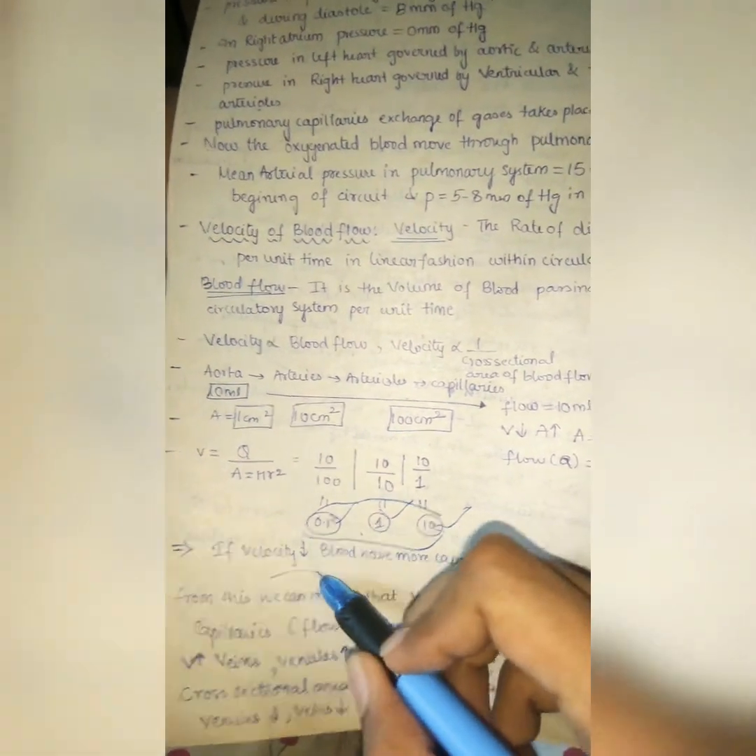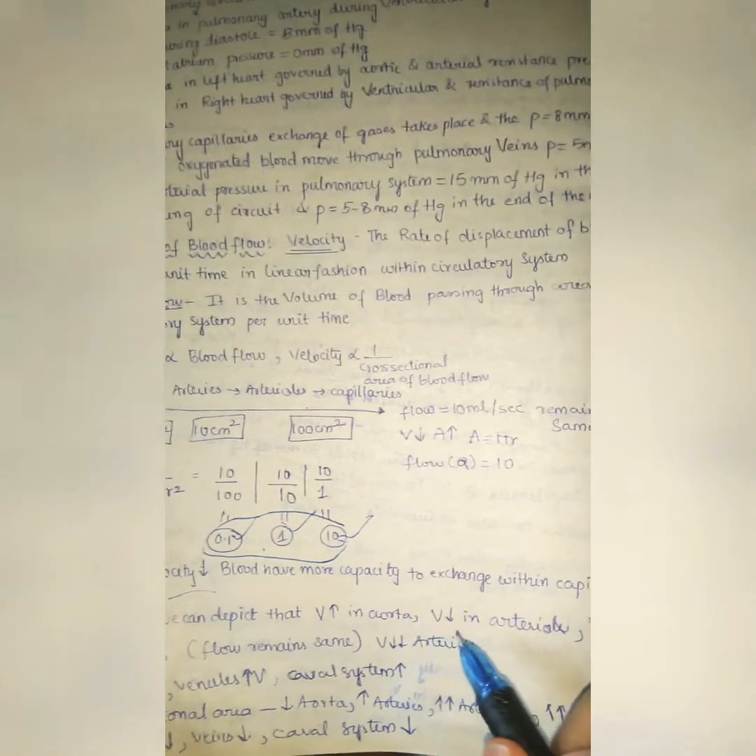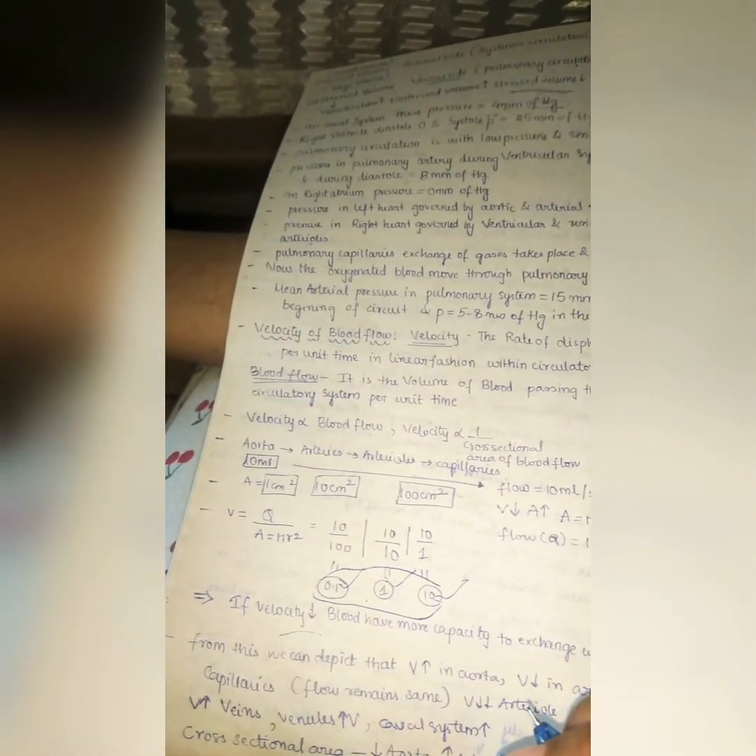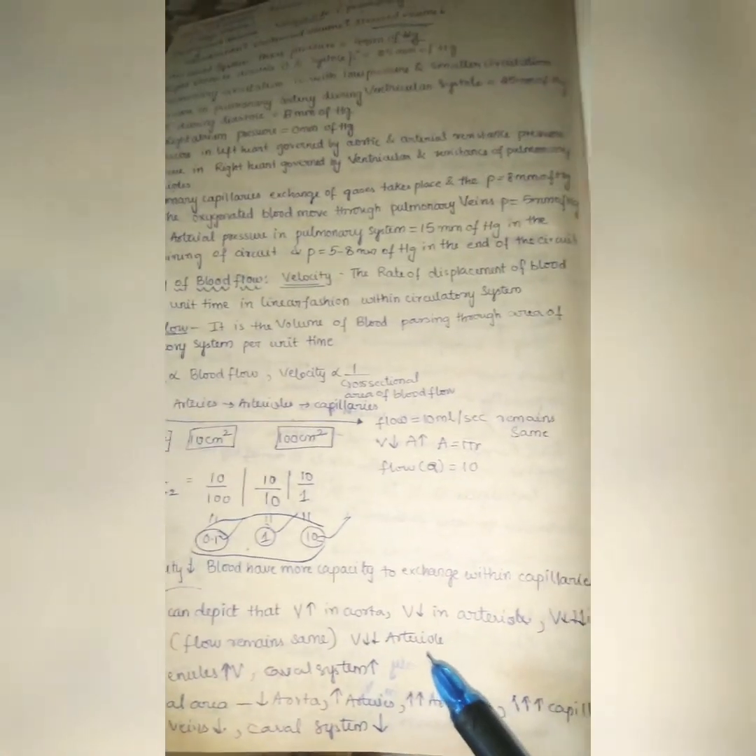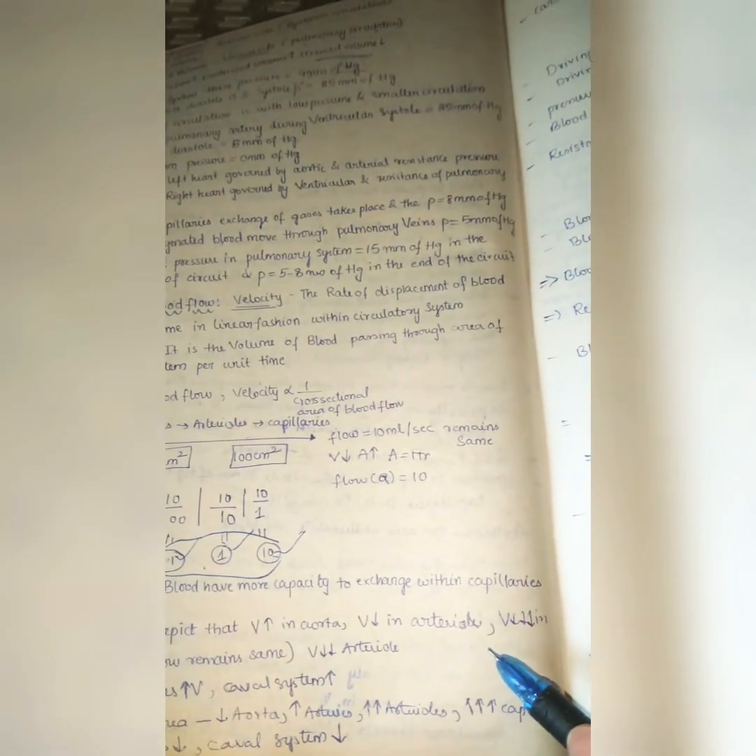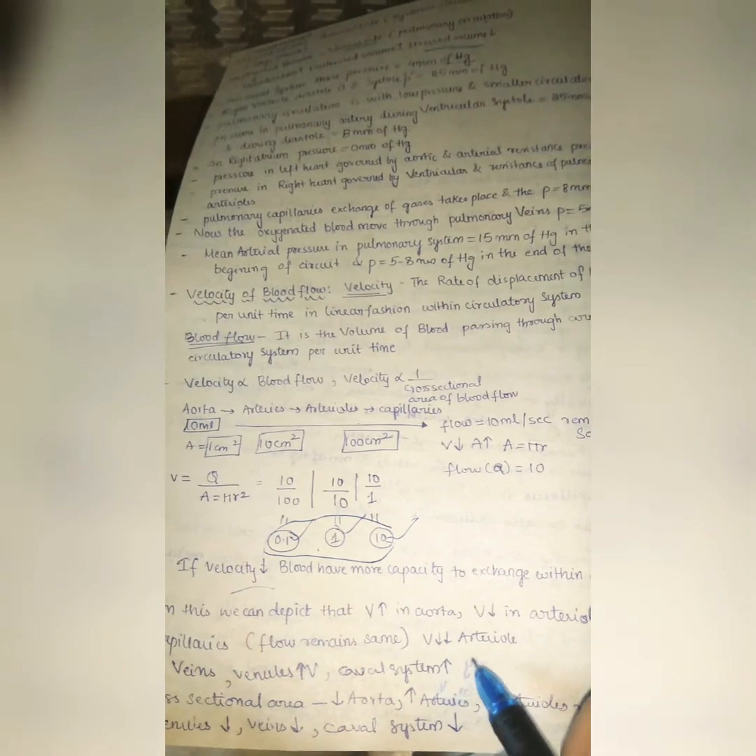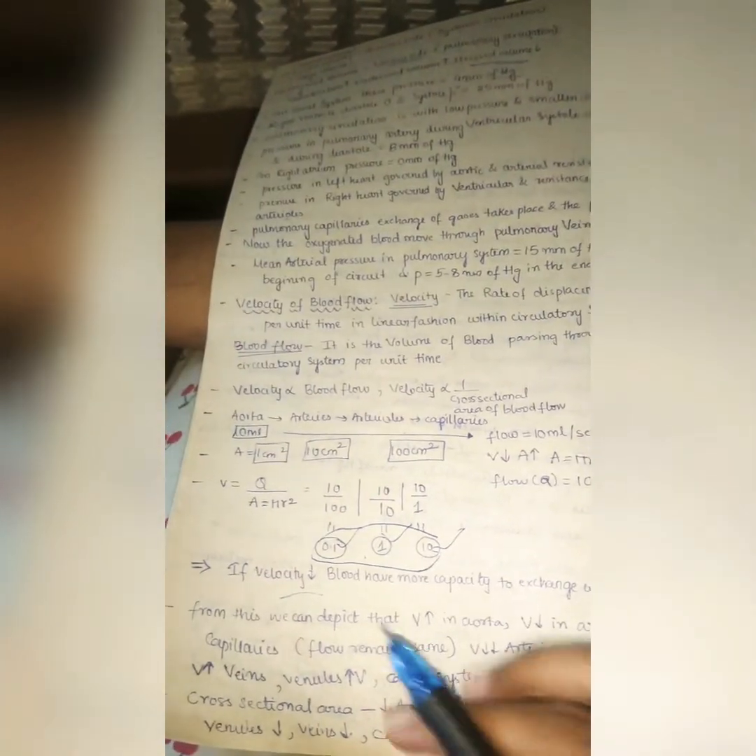If velocity decreases, blood has more capacity to exchange with the capillaries. Especially in capillaries, the velocity decreases, so blood moves slowly and there is more time for exchange between the tissues and the capillaries. From this we can depict that velocity is high in the aorta, decreases in arterioles, and decreases further in capillaries, while the flow remains the same.